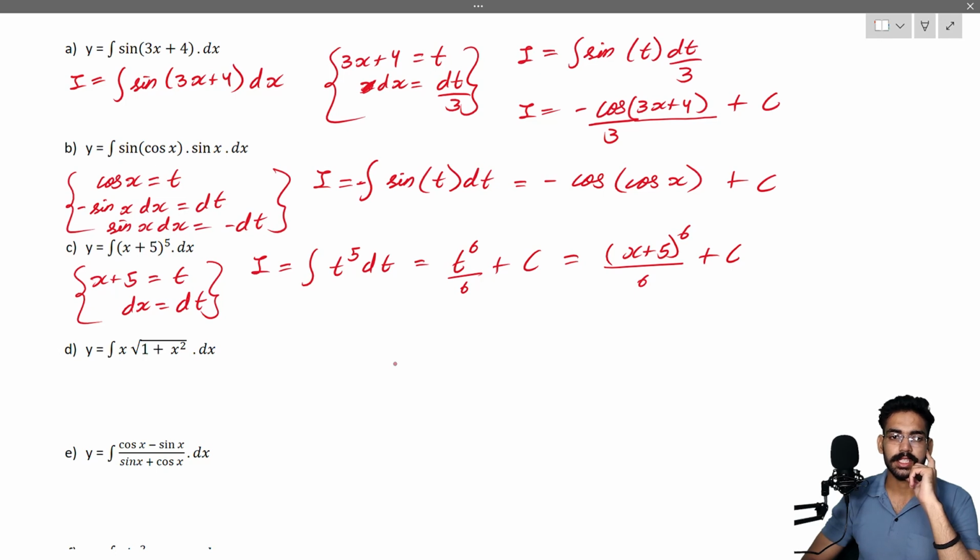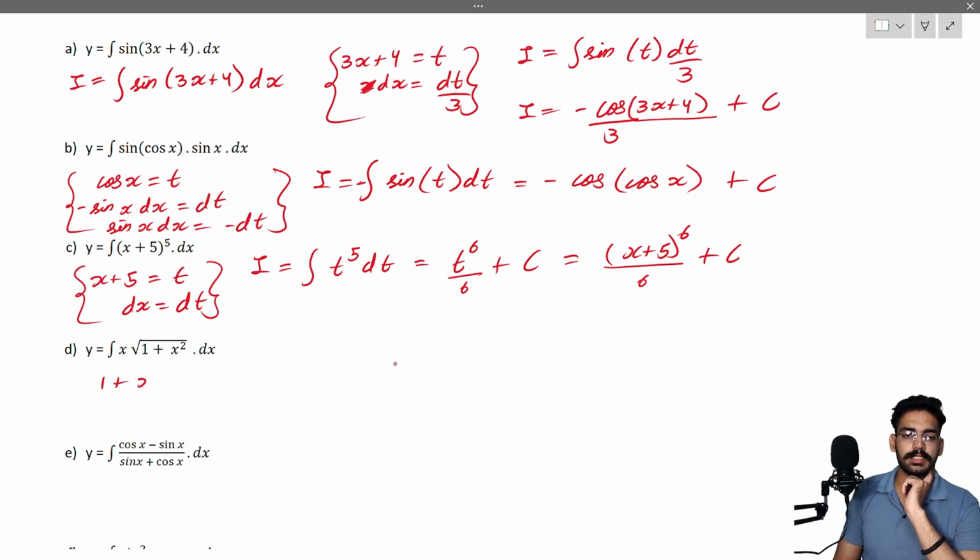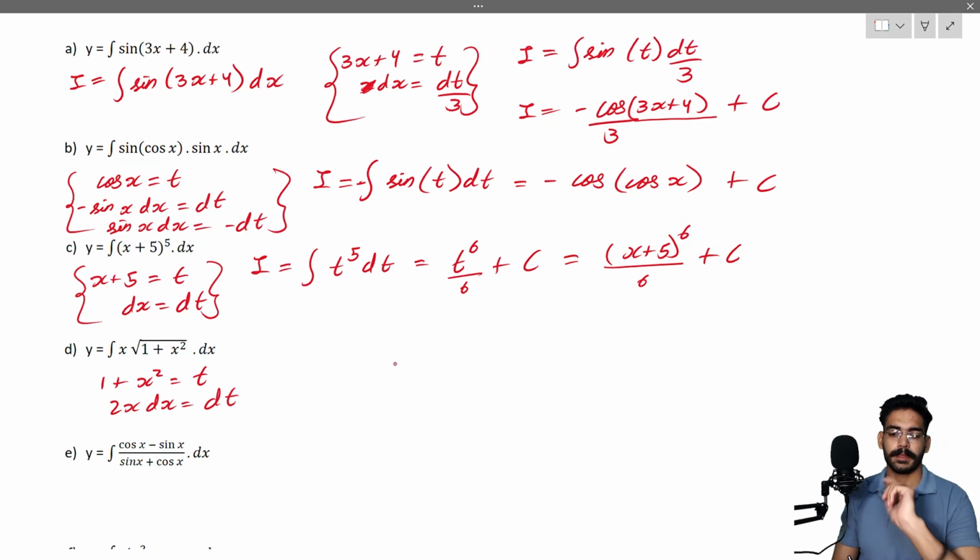What I see outside is x dx, right? So x square integration, 1 plus x square differentiation I can see outside, right? So I will assume 1 plus x square is equal to t, right? So I can say 2x dx is equal to dt. Okay, that's what I see. Okay, now let's do how we will do this.